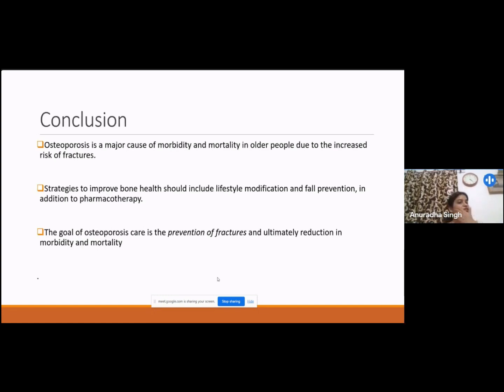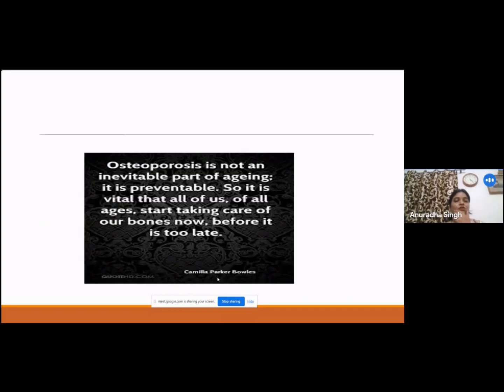So to conclude, I would say that it is a major cause of morbidity and mortality. It is basically not taken care of very nicely in older people. We need to have strategies to improve bone health. The only goal of osteoporosis care is the prevention and ultimate reduction in morbidity and mortality. So I would end my talk by saying that it is not an inevitable part of aging. Don't consider that it has to happen. It is a preventable thing.